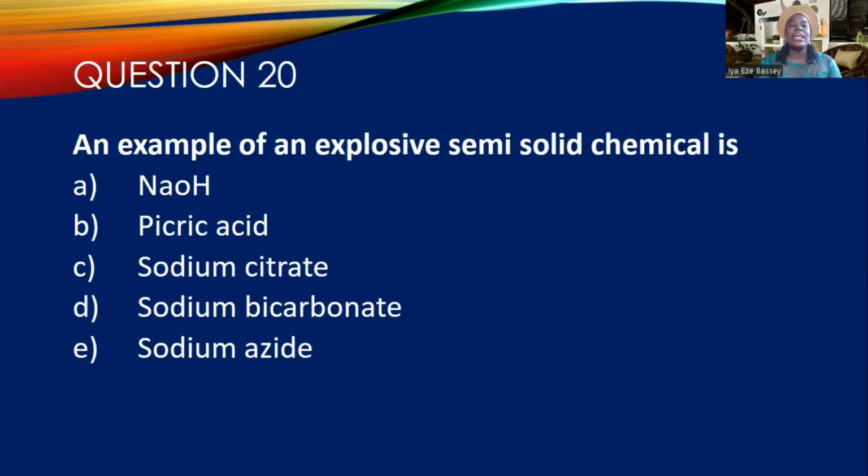Question 20 says an example of an explosive semisolid chemical is A, NaOH, B, picric acid, C, sodium citrate, D, sodium bicarbonate, E, sodium azide. This is a bit hard.